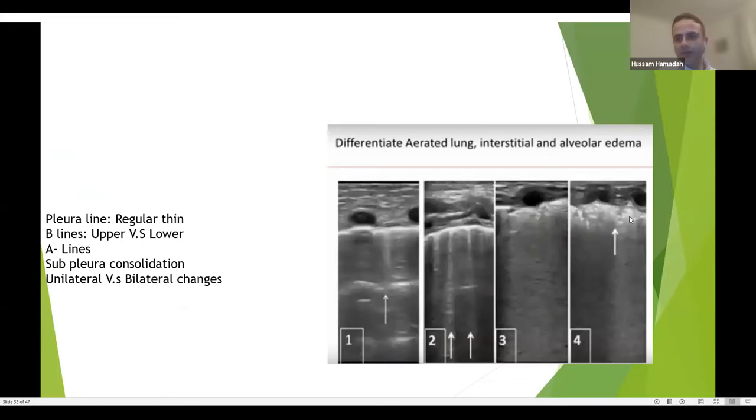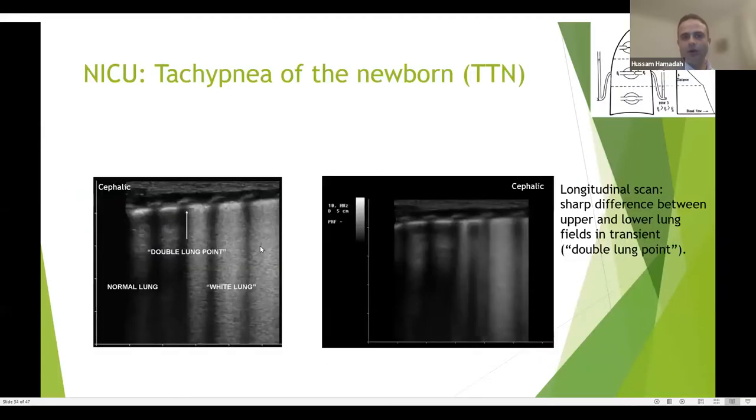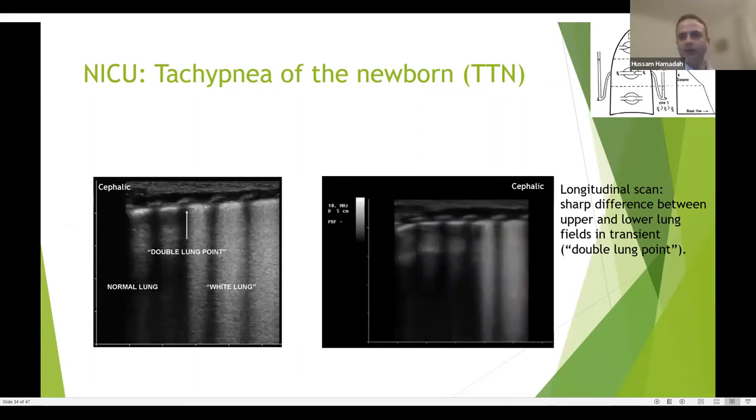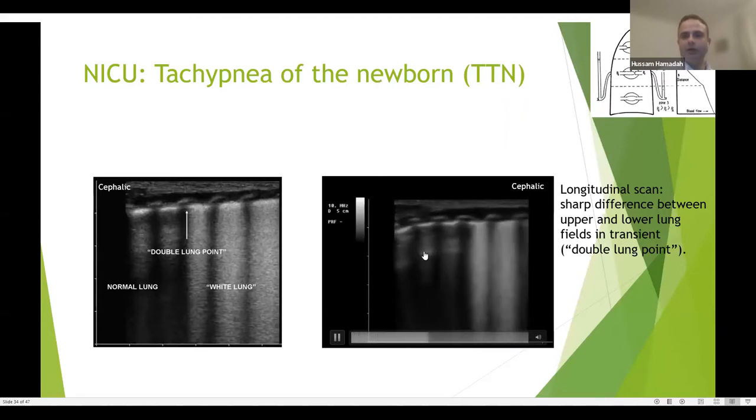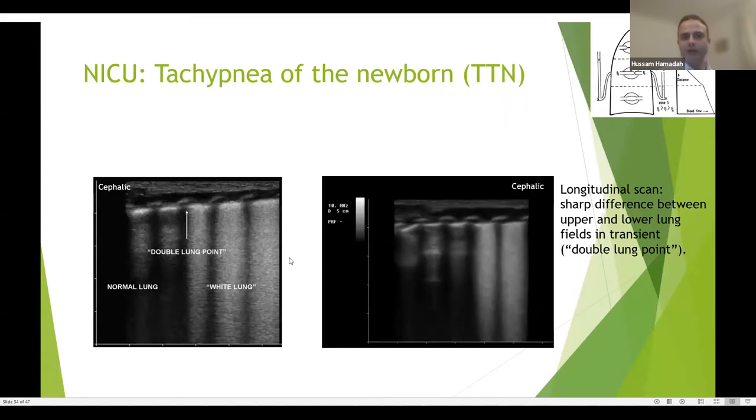Here, look at the subpleural area. The pleura is thick here, and there is subpleural consolidation. So always try to correlate with the clinical picture. For example, in a newborn with transient tachypnea, you will appreciate what we call the double lung point. As per the West zones, in general, the apex is drier and the base of the lung is wetter. This is what we find in TTN. Here is a normal pattern, the dry lung, while here it's a very wet lung. If you do sequential ultrasound studies, you will find all will be normal after 48 hours.